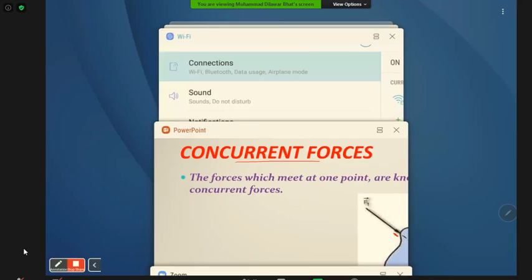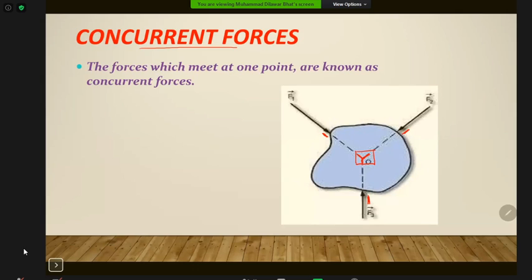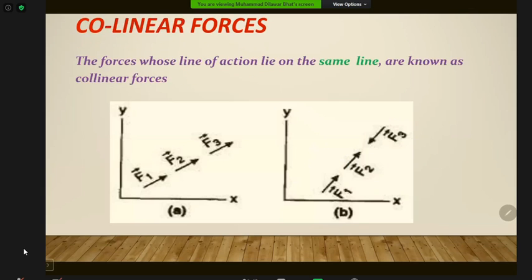Now we are actually talking about what? Concurrent forces, right? Concurrent forces actually mean what? Those forces which meet at one point. Here you can see all the forces are having a direction such that the forces are actually meeting at a single point, and such forces are called concurrent forces. Fine.